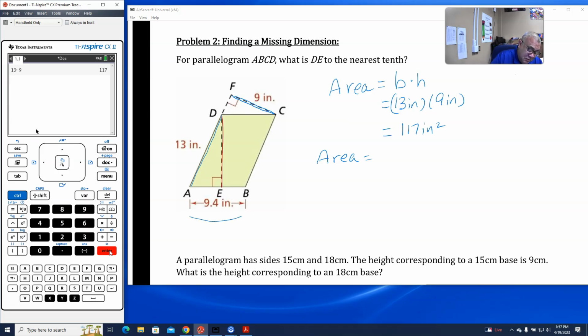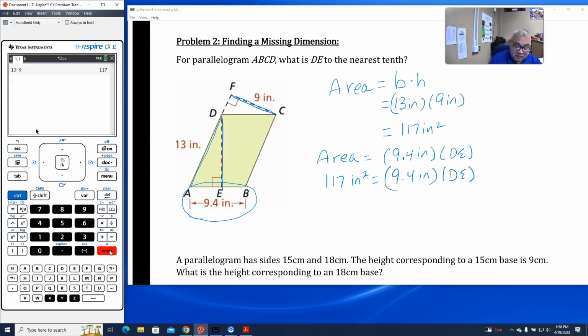Now what I'm going to do is I'm going to use the area formula again. But this time, I'm going to use this as my base measurement. In this case, it's going to be 9.4 inches. Now, what's missing is the height. In this case, we call it the distance from D to E. We already know the area, so it's going to be 117 inches squared is equal to 9.4 inches times DE.